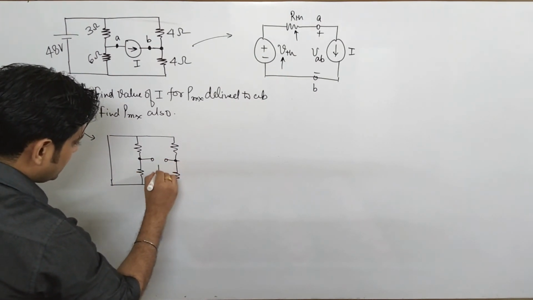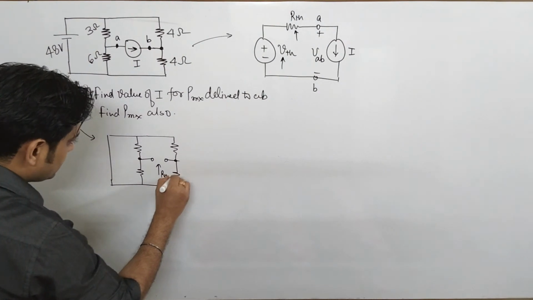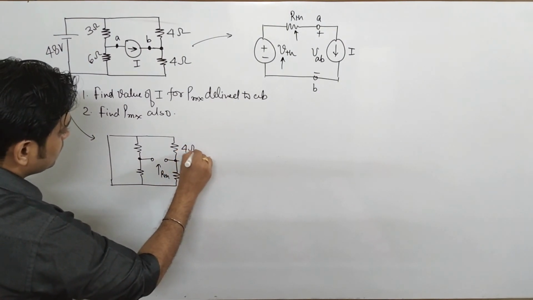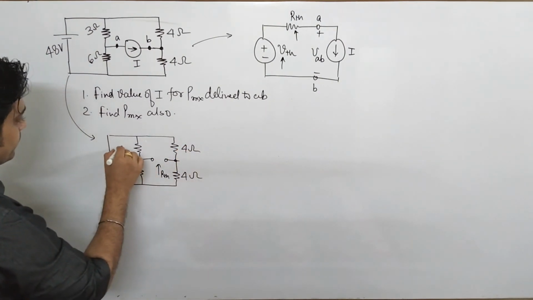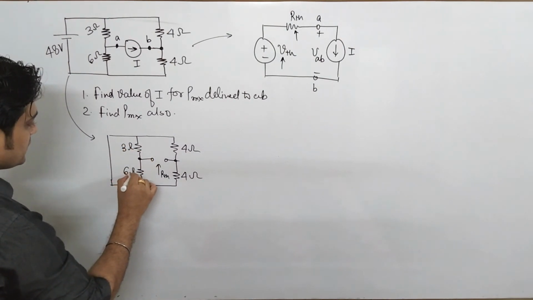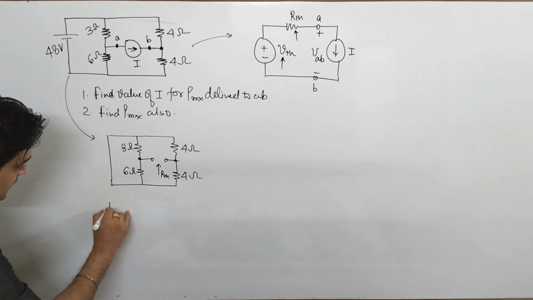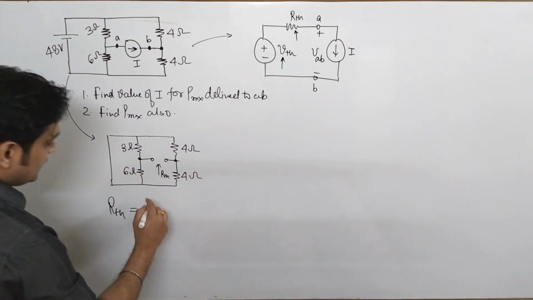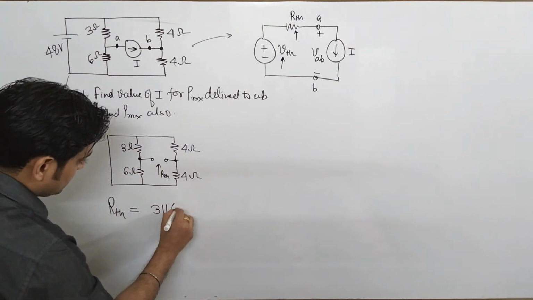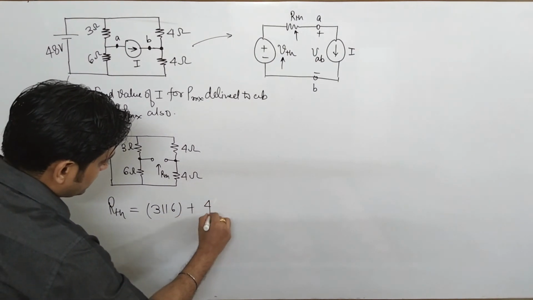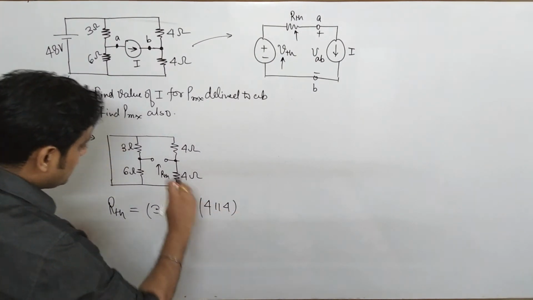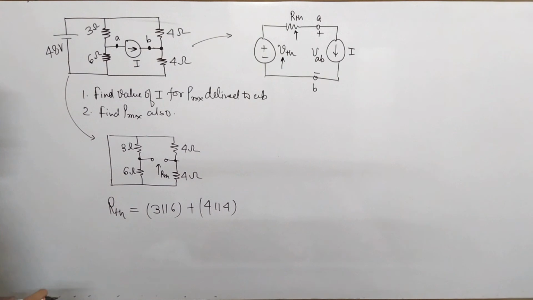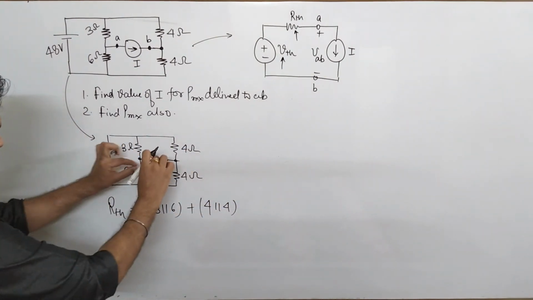And this is your two terminal from where you have to find RTH. This is your 4 ohm, this is your 4 ohm, this is 3 ohm, this is 6 ohm. So what is RTH? RTH, as I said, is kind of a bridge in which 3 is parallel to 6 ohm plus 4 is parallel to 4 ohm. When you keep this terminal in this fashion, just unfold it.